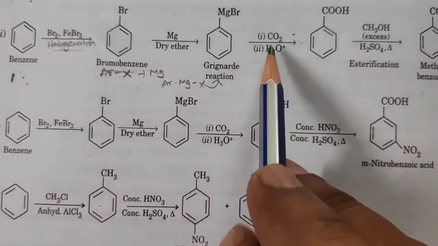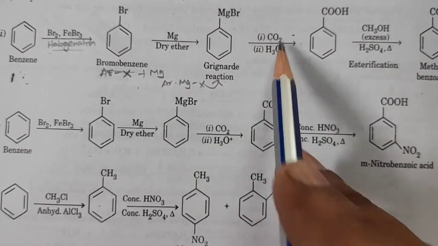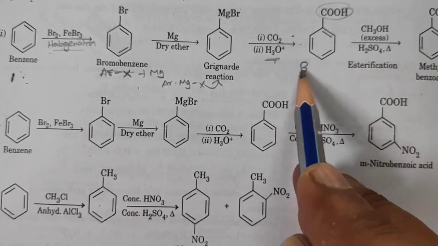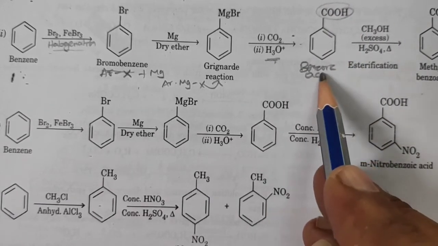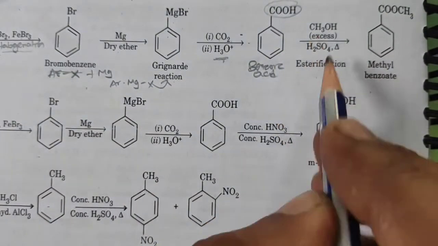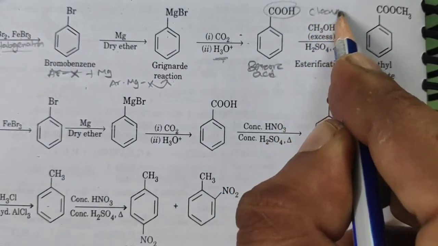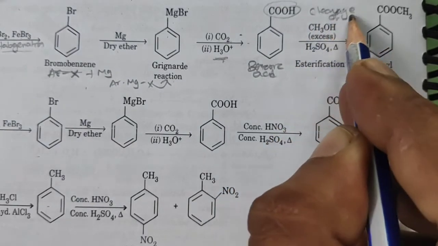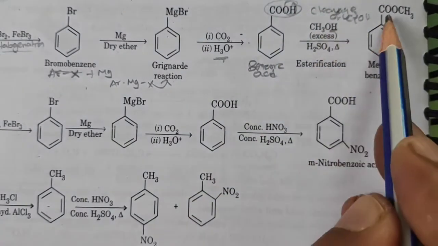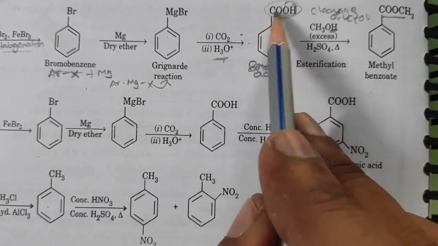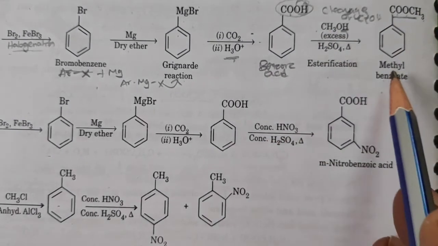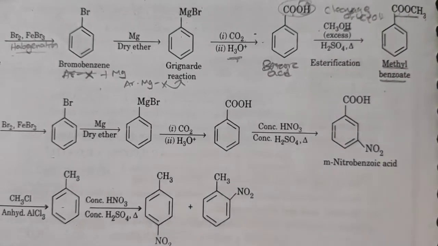Then further treating it with, you remember, solid CO2 and then hydrolysis, this group will be substituted, that is benzoic acid you get. Benzoic acid on esterification. Now in esterification we have seen cleavage of the C-OH bond, if you remember. From here OH will be removed and from here H. So CO, then OCH3 gets substituted and you will get methyl benzoate. Okay, so this was the simple reaction.